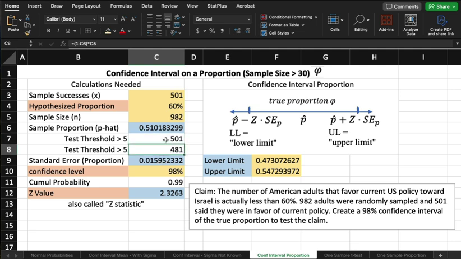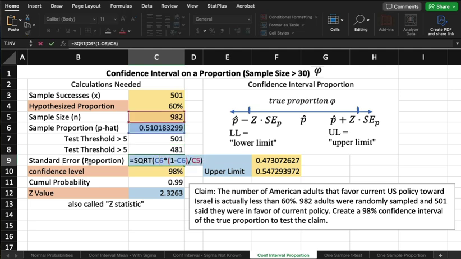Okay, so that was just something we needed to check. Now in cell C9, we type our standard error of a proportion. So we call this SEP, standard error of a proportion. And just pay attention to this formula because it's a little bit complicated.